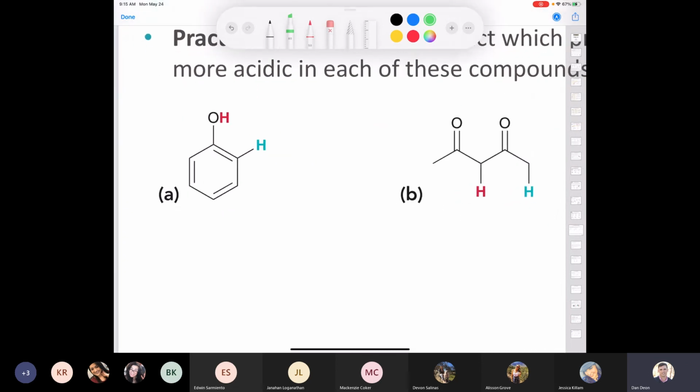Could anybody tell me which one of these would be more acidic, the red proton or the blue proton in A? And again, none of these are tricks. None of them are trying to screw you up or ruin your life or anything. Just trying to test you. Do you understand? Yeah, absolutely. Okay, so Jessica says it's the red one. I say she's right. Could anybody, including Jessica, tell me why? You can use whatever rationalization you want. Just give me your best explanation.